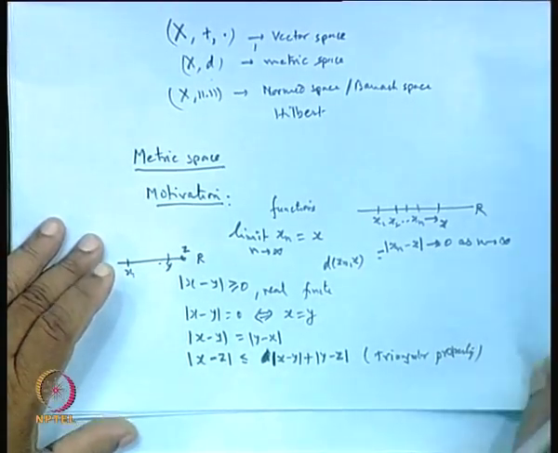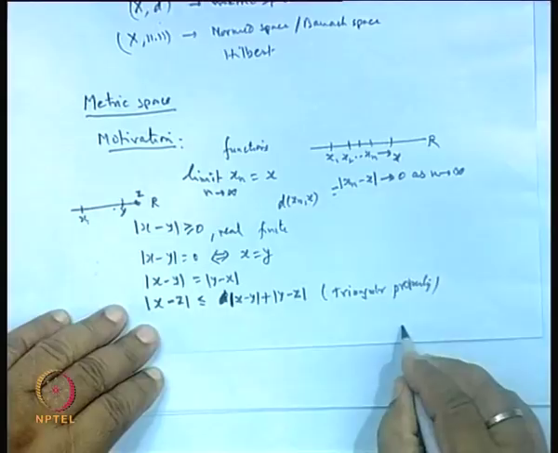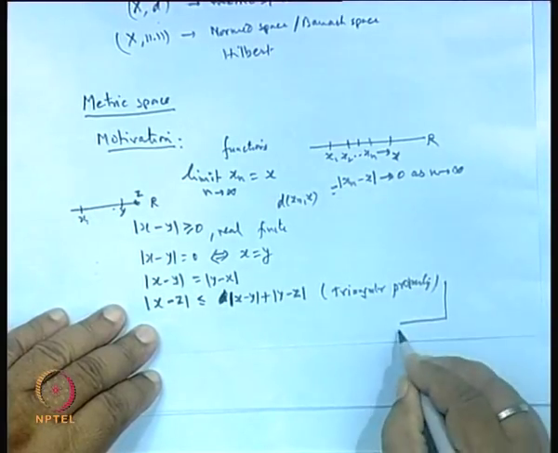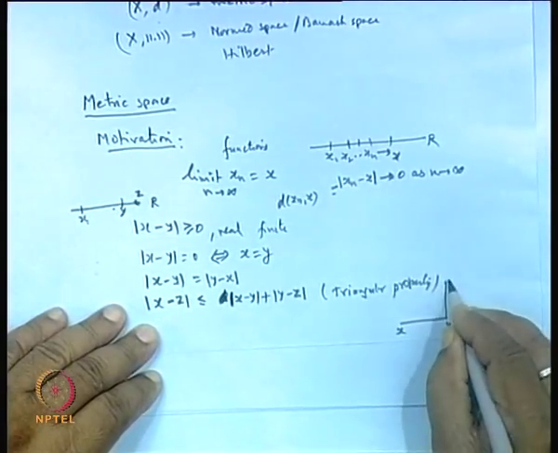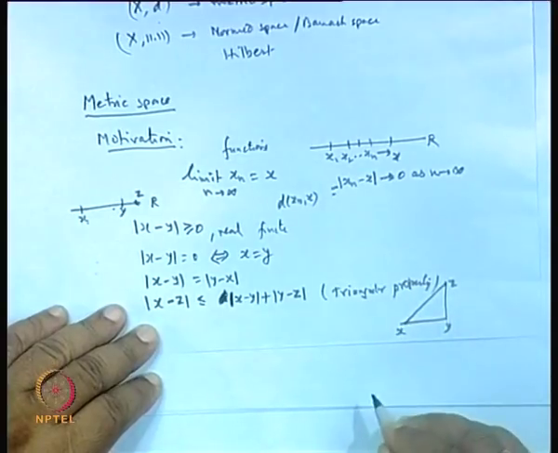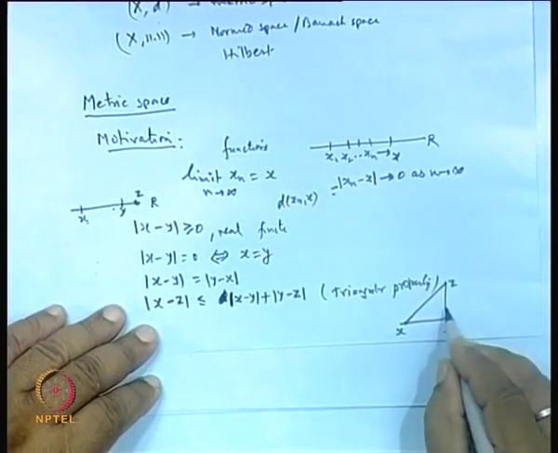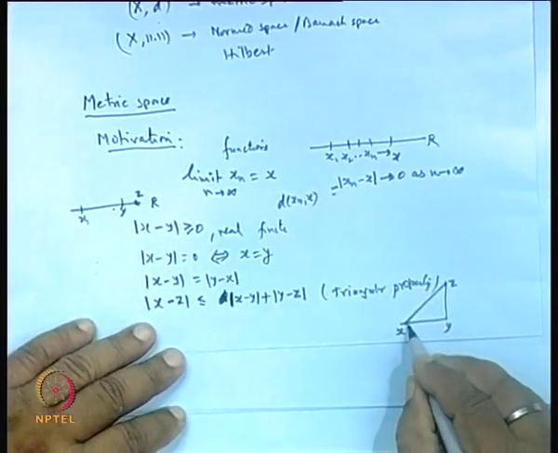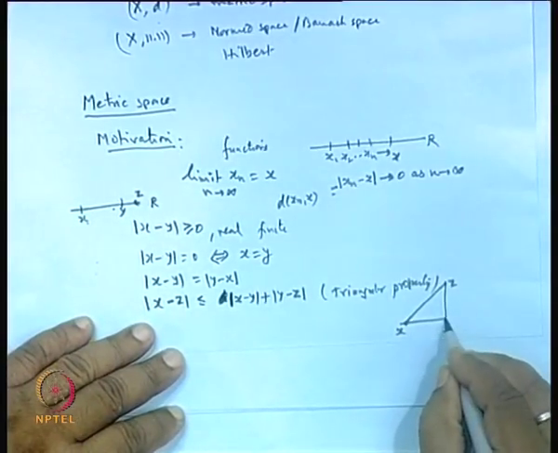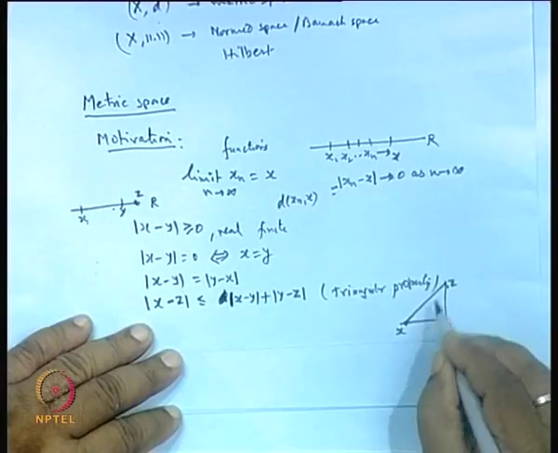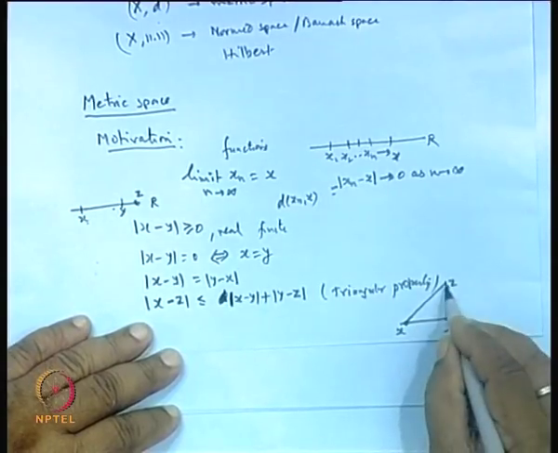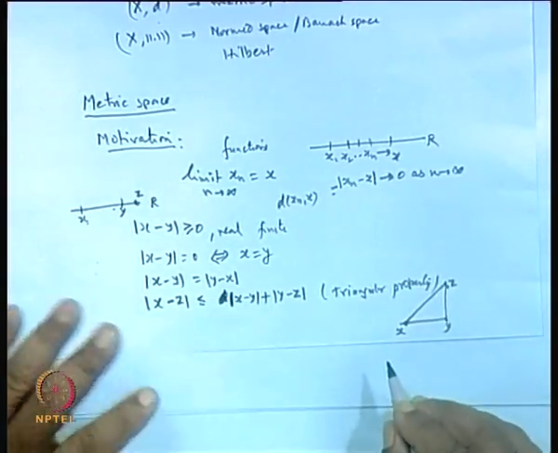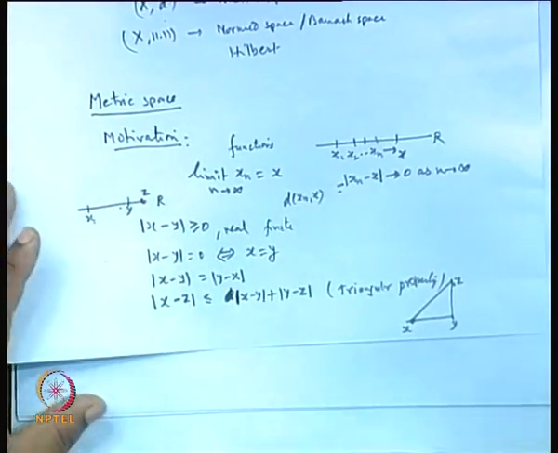Why? Because we know in case of the triangle, if we add the two sides, then the sum of the two sides can never be less than the third side. That is, the distance from x to y plus y to z will always be greater than or equal to the distance from x to z. So, that is why it is called the triangular inequality or triangular property.